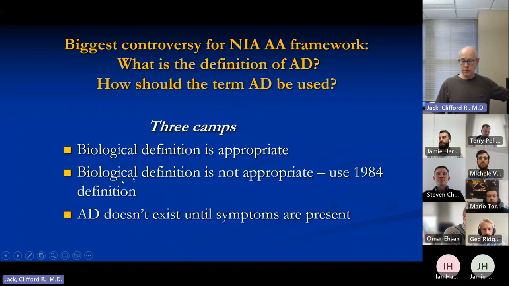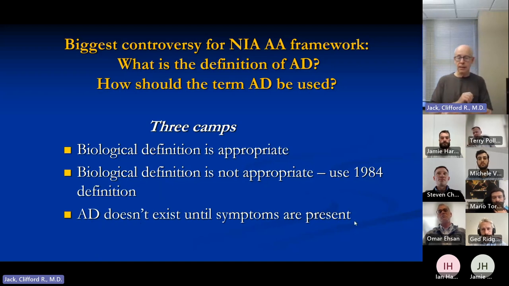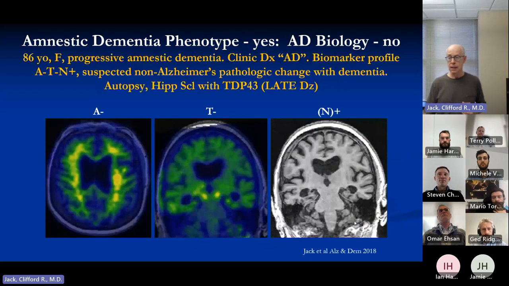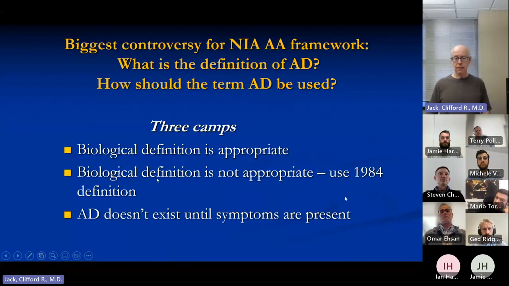There were a number of people who took the position that the term Alzheimer's disease should really refer to all-cause dementia in older people. The preference here was to basically use the 1984 definition. Anyone who had dementia was called Alzheimer's disease. And then there's the IWG position, which is that you do need biomarkers, but the disease does not exist until symptoms are present. This may be more semantic than anything else, but it actually has very practical implications for clinical trials.